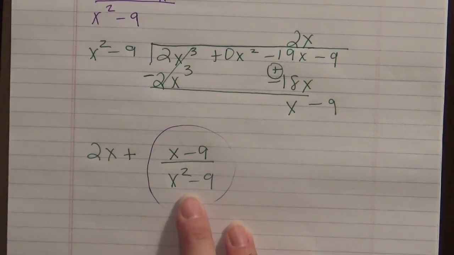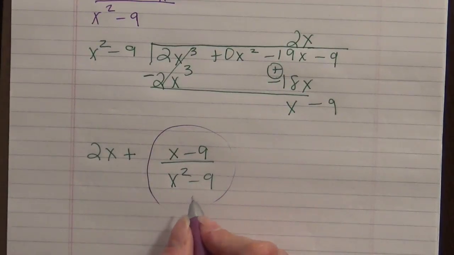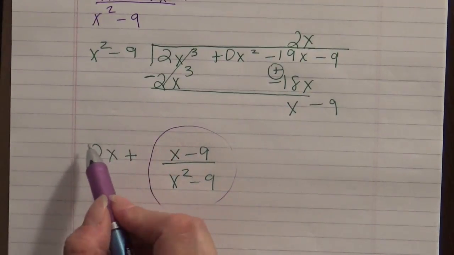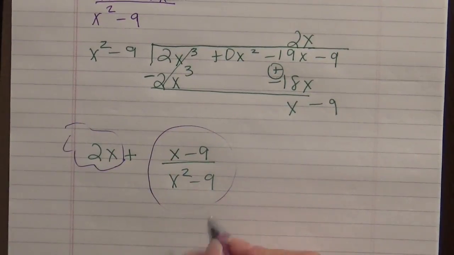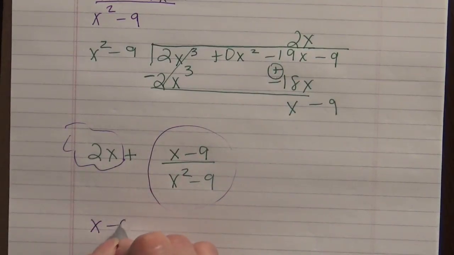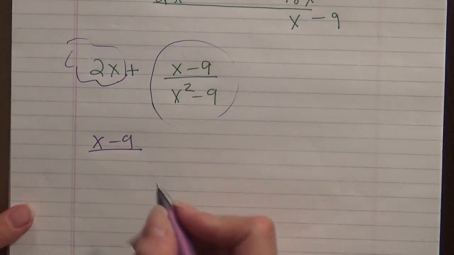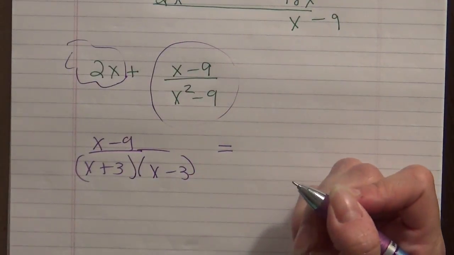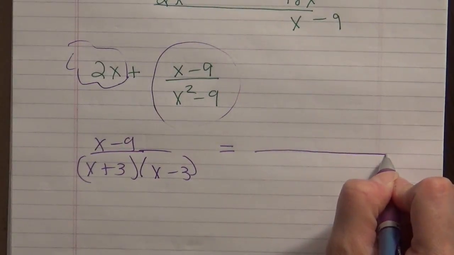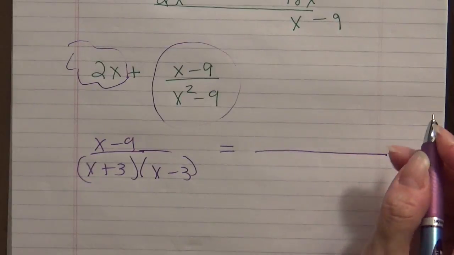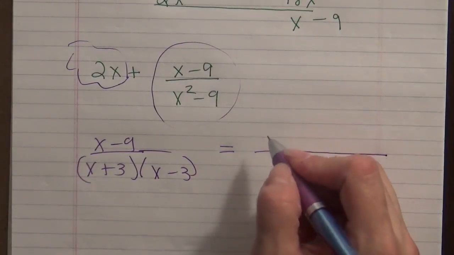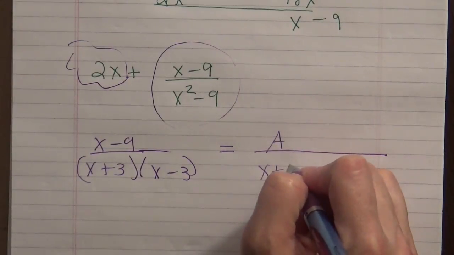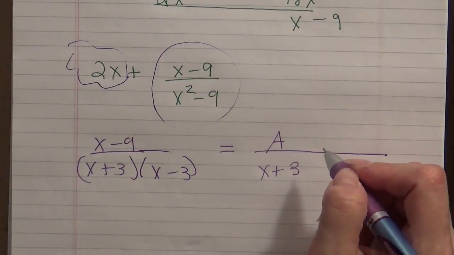To do this, we look at the factored form of our denominator. So that denominator is x squared minus 9. That can factor as x plus 3 times x minus 3. So I'm just going to focus on the fraction, and make sure I don't forget about my 2x as part of my answer. I can write this as x minus 9 over x plus 3 times x minus 3. And then on the right side, I'm going to break it apart into two separate fractions: A over x plus 3 plus B over x minus 3.